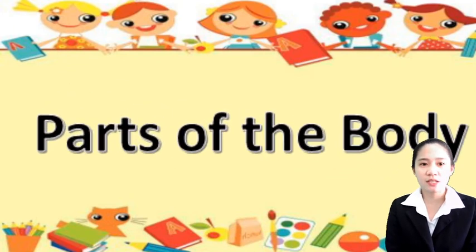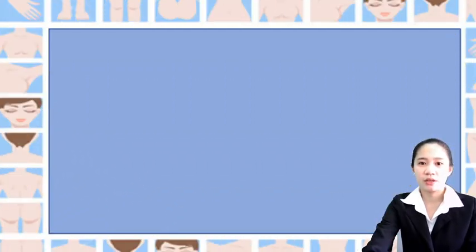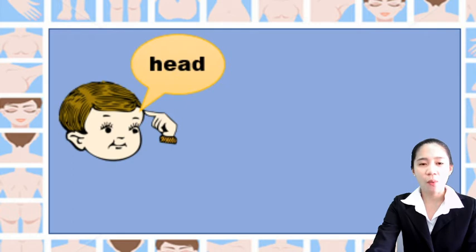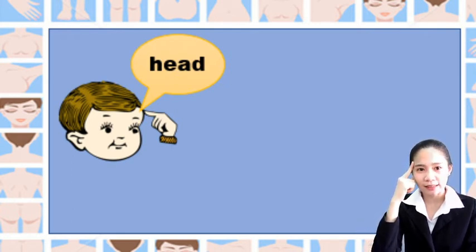So the topic for this morning is all about parts of the body. Remember, it is important to identify the different parts of our body so that we are aware of the usage of each part. So, to start with, our first part of the body is, what is this? Okay, so this is our head. This part of our body is what we call our head.